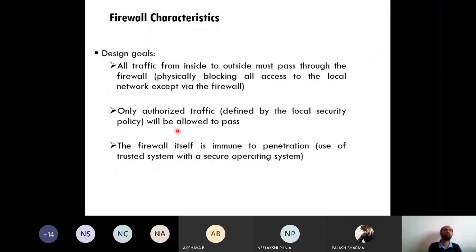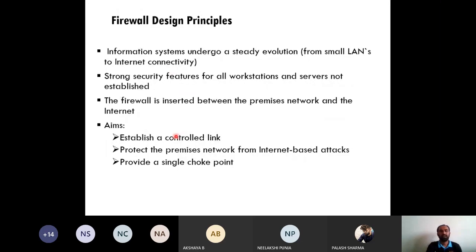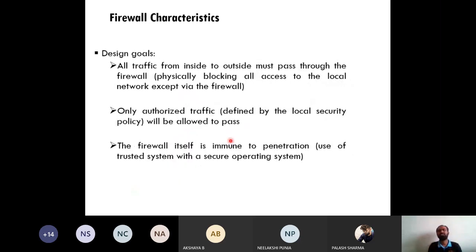Then next is the characteristics. Under these characteristics, first and foremost, let's see the design goals. Here I said these are the design principles, and these are the firewall aims. Now it is design goals. There is a slight difference between the goal and the aim.